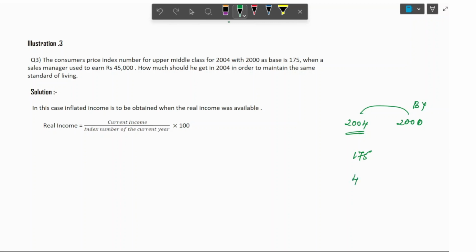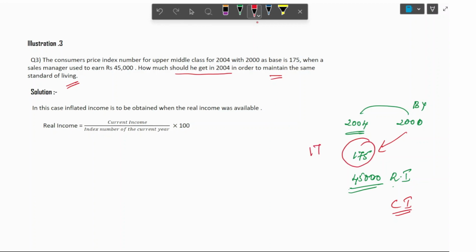That means here, 45,000 rupees is given as real income. And they are asking you to find what is the current income. That means in other words, they are asking how much he should get in 2004 in order to maintain the same standard of living. That means you want to think that 2000 is the base year you are comparing. Here the prices are increased. The increase is index number 175. Therefore, here how much he needs to get really to maintain the standard of 2000. In this case, inflated income is to be obtained when the real income is available.